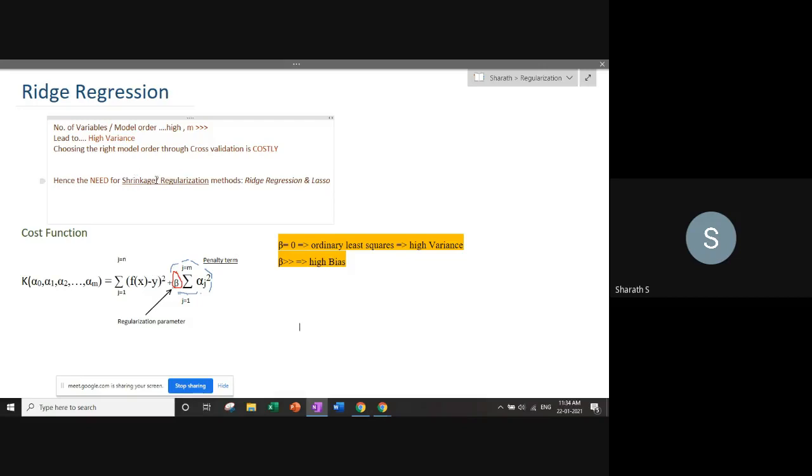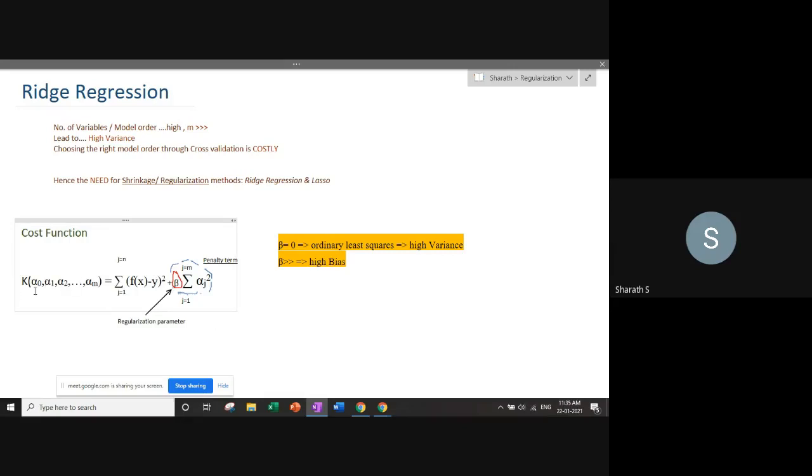They are also known as shrinkage methods. There are two methods: ridge regression and lasso. They are related to the L2 norm and L1 norm, which you might have already learned in the mathematical foundations sessions. So that's the utility of learning those mathematical terms. Actually, you see it practically applied here.